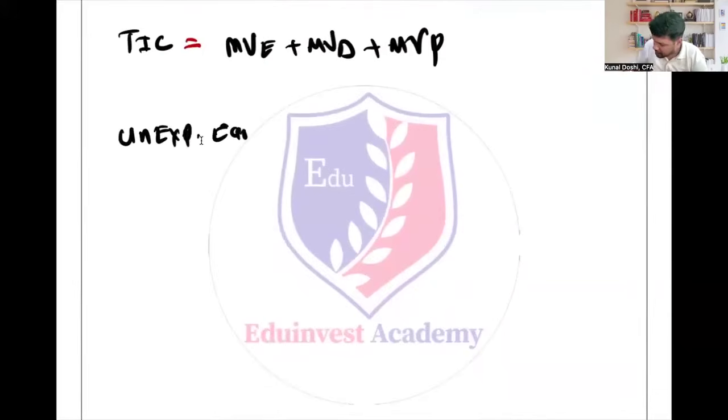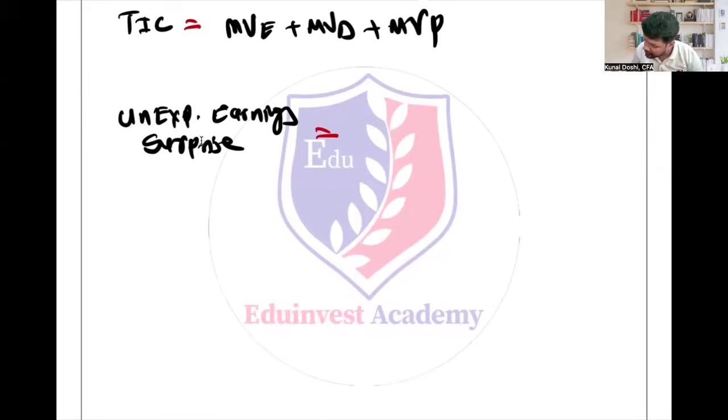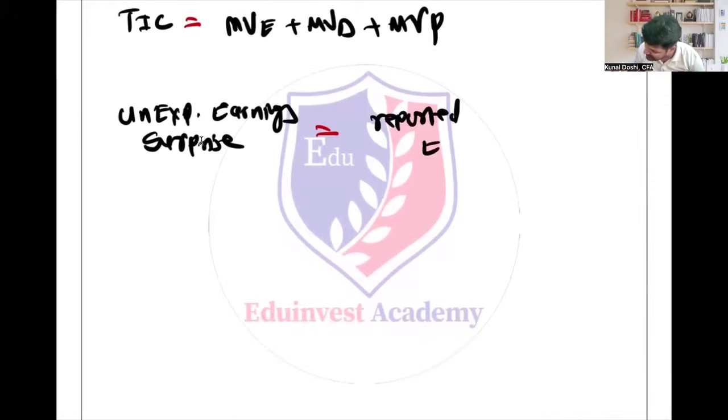Unexpected earnings surprises. These are technical indicators. Whenever there is an earning surprise, it creates a momentum where the stock starts rising if it's positive, and if it's negative, it will start draining. So what is an earning surprise? It is the difference between what was expected by the analysts and what actually turned out to be, right? So it is the difference between reported EPS and the expected EPS, and it can be positive or negative.